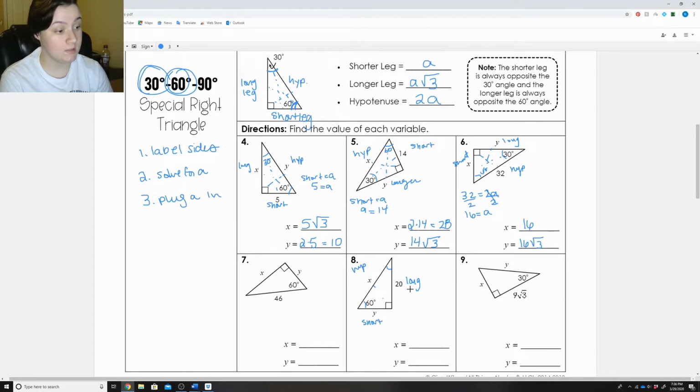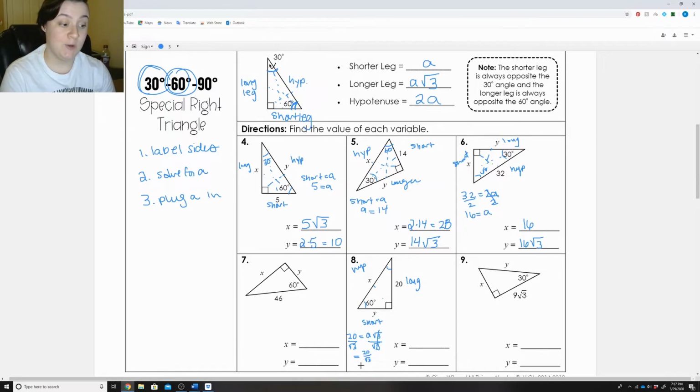So it gives us the length of the longer side. So I'll just go and write that 20 down here. And then that 20 long side is going to be equal to a square root of 3. Then to solve for a, since this is being multiplied, we're going to divide by the square root of 3. So the square root of 3's will cancel out, which will give us that a is equal to 20 divided by the square root of 3.